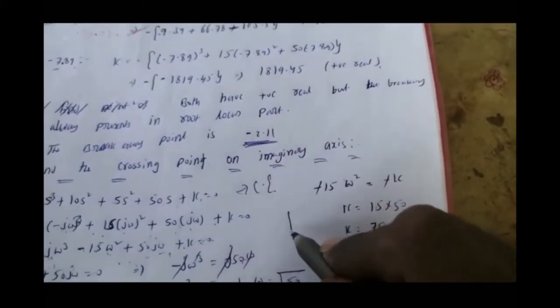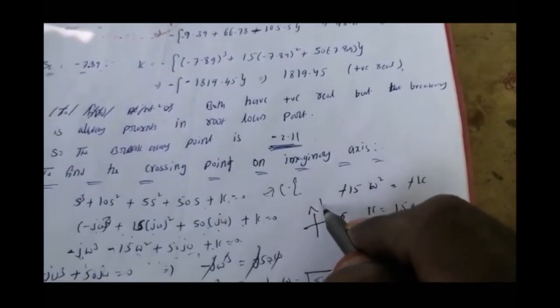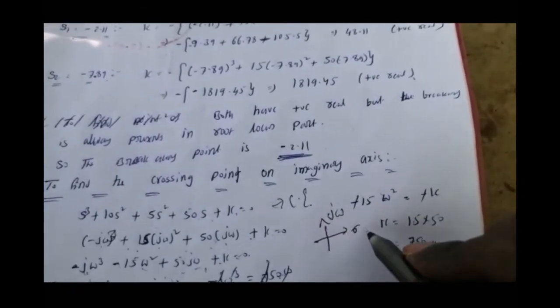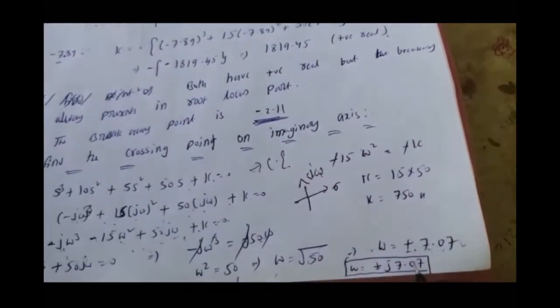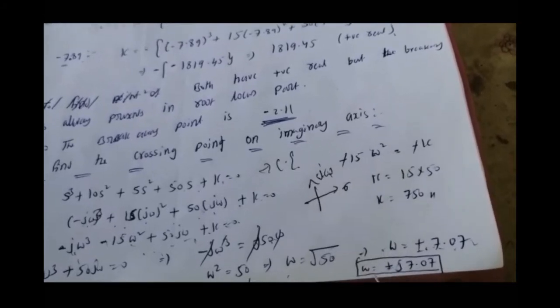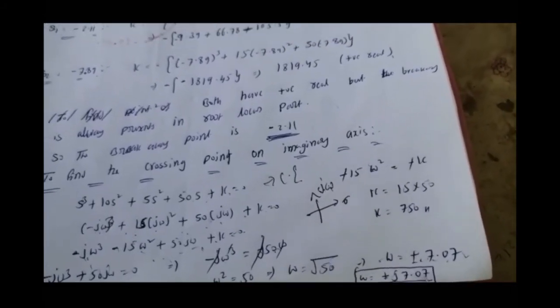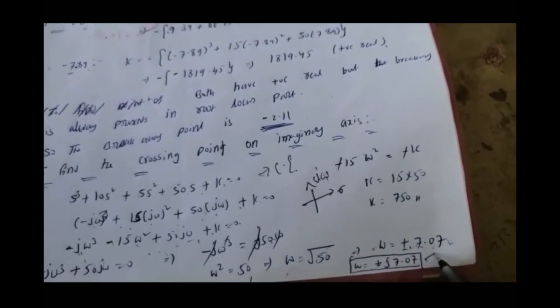When we see the graph here, on the x-axis we are considering sigma, and on the y-axis we are considering j omega. Omega is the angular frequency. That's why I represent this in the form of the imaginary part. Omega equals plus or minus j 7.07. So this is the crossing point on the imaginary axis.